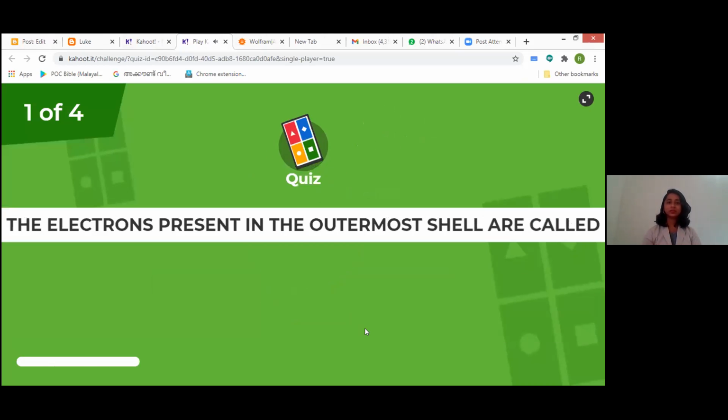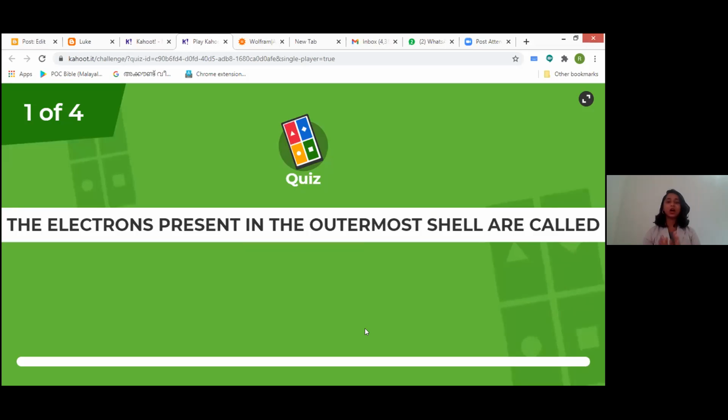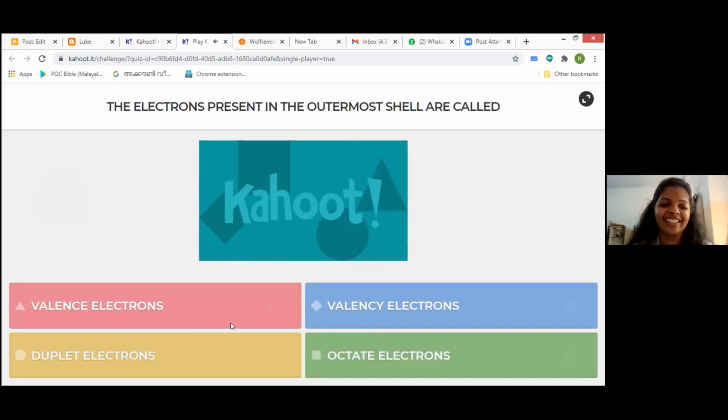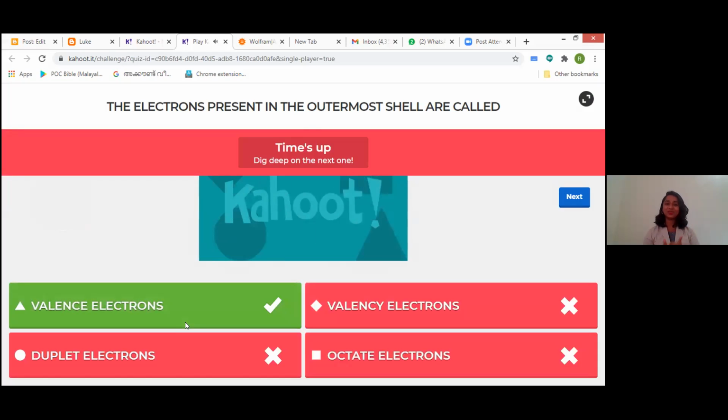Okay, our topic is, we already know, valence electrons. The question is, the electrons present in the outermost shell are called. There are 4 options: valence electrons, valency electrons, duplet electrons, and octet electrons. We have 20 seconds. Faslana, can you answer the question? I think it is valence electrons. Yes, it's correct. Faslana, very good. It's valence electrons. So moving to the next question.